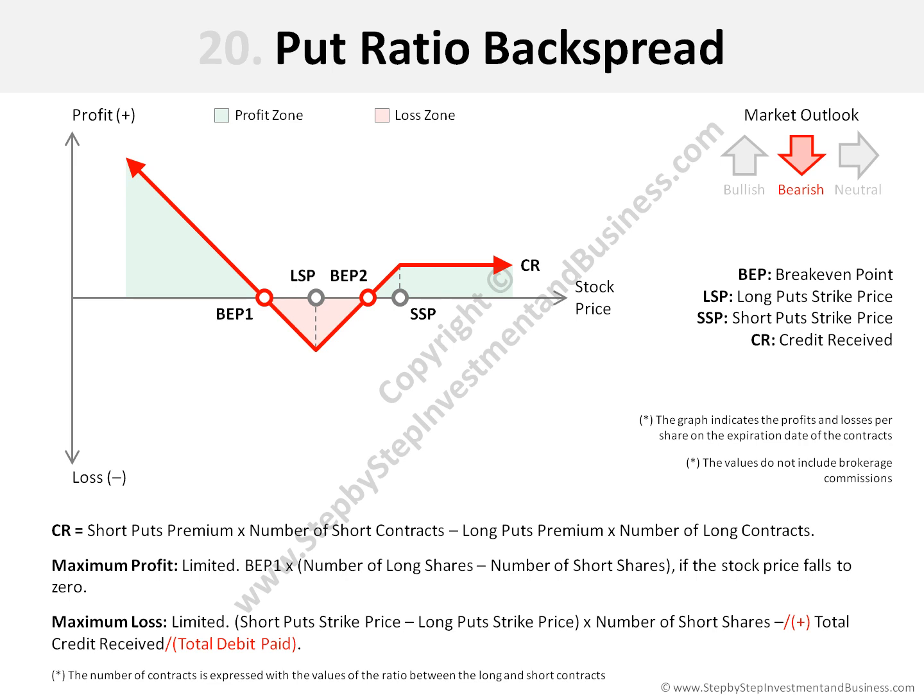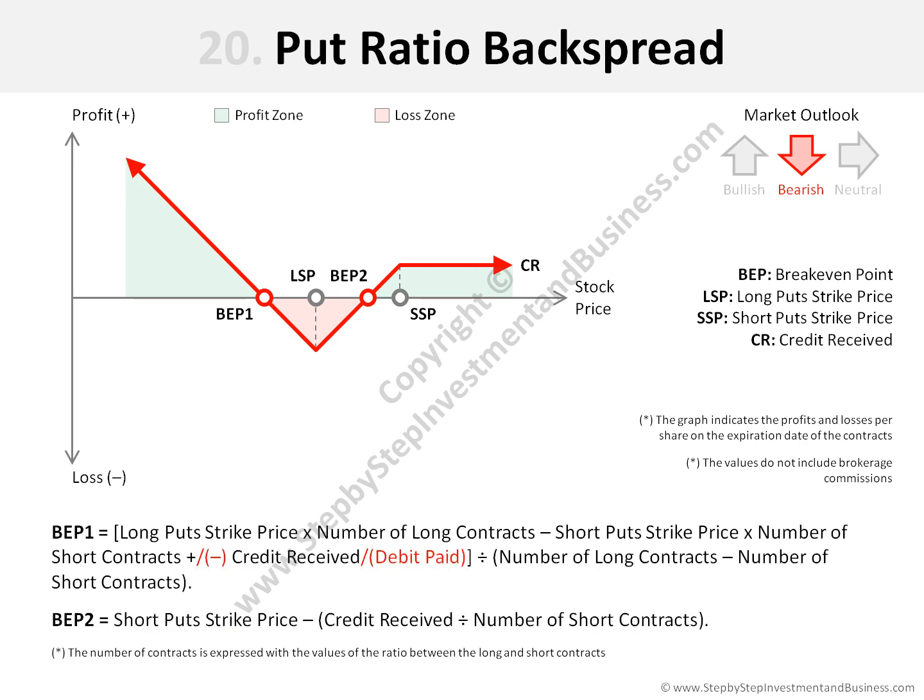The maximum loss that we are exposed to is also limited. The most we can lose is equal to the strike price of the short puts minus the strike price of the long puts multiplied by the number of short shares minus the total credit received. This strategy has 2 break-even points, a break-even point to the downside, called break-even point 1, and a break-even point to the upside, called break-even point 2.